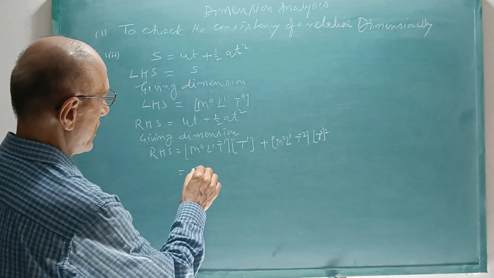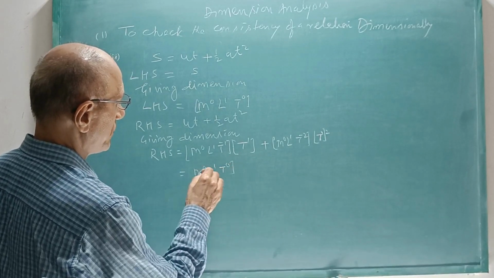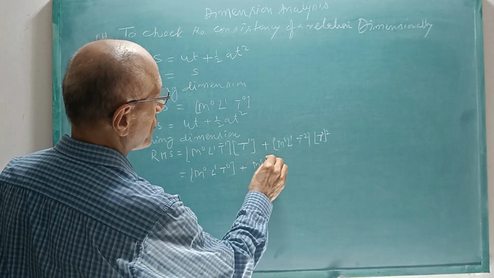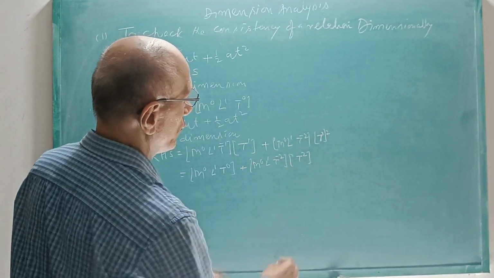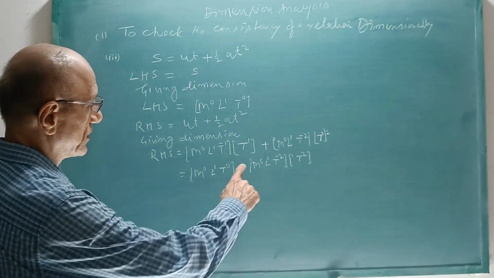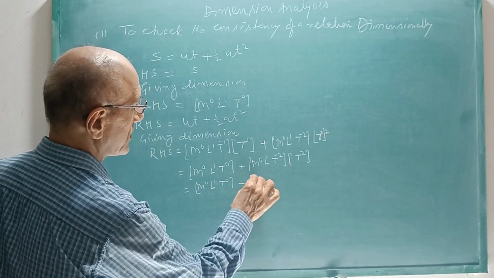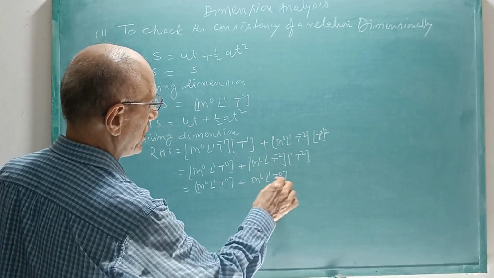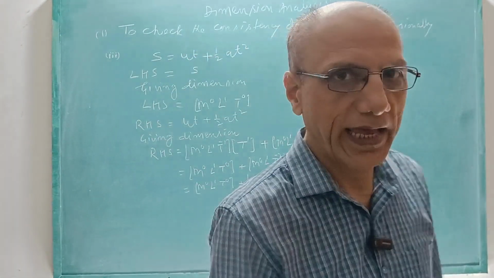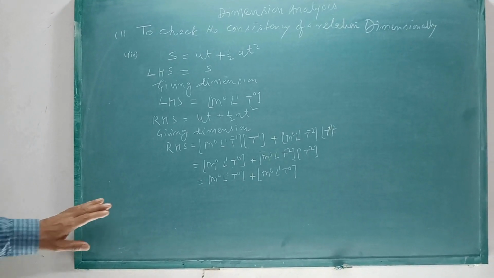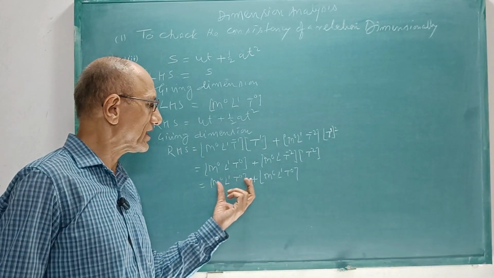So here we will get, multiplying means powers added, M0 L1 T0 plus M0 L1 T minus 2, and here we have T power 2. 1 into 2 is 2. So you just multiply it, then you get M0 L1 T0 plus M0 L1 T0 again. Then this plus this, how much? Now here M0 L1 T0 plus M0 L1 T0, that means both are the same dimensions.